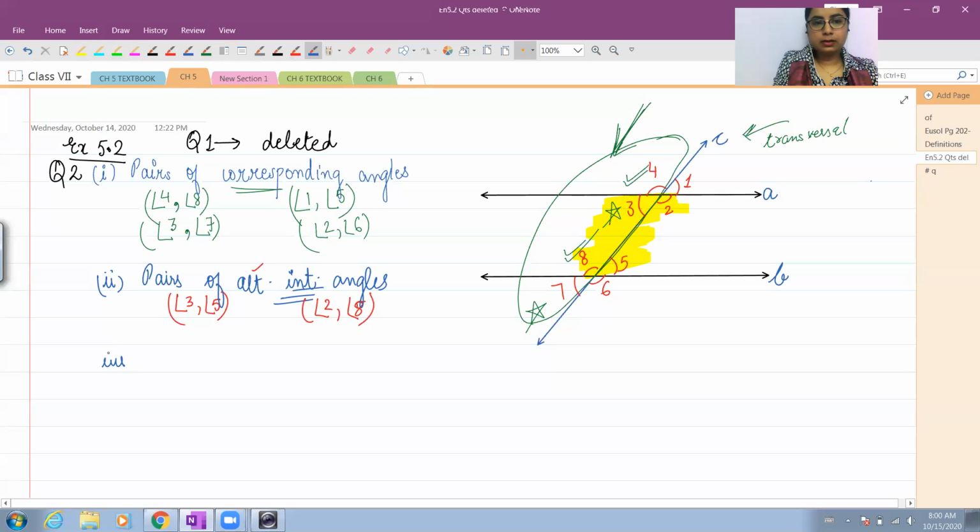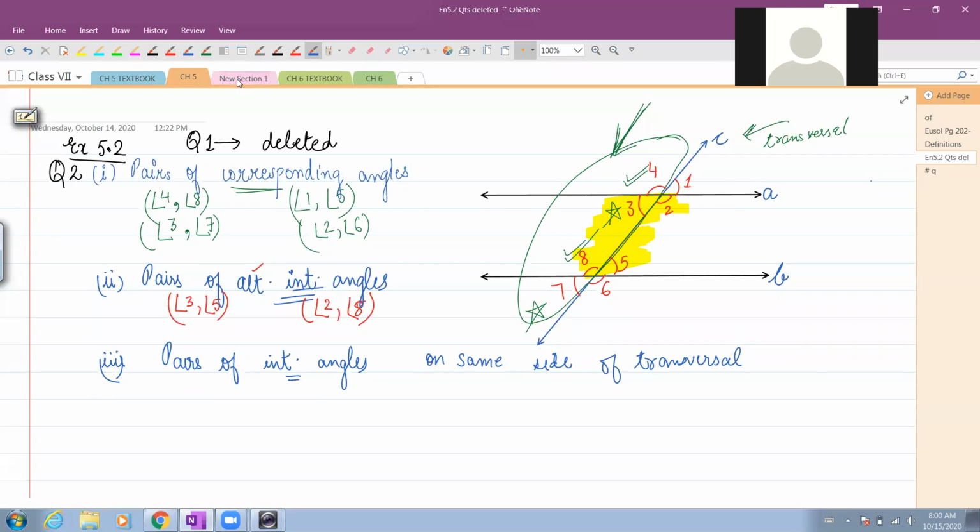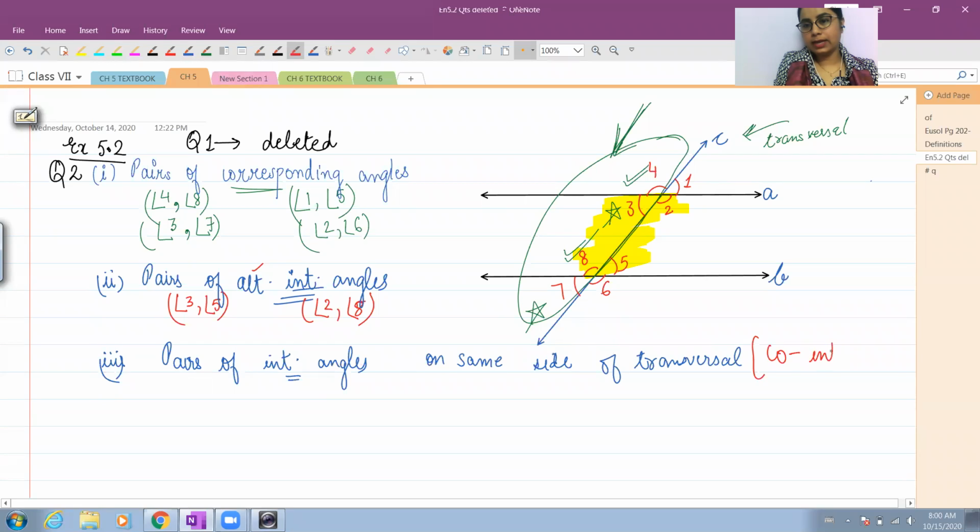Third part. Pairs of interior angles. Again interior angles. Now we want the angles on the same side of the transversal. Ma'am, these are co-interior angles. That's correct. These are also called co-interior angles. Actually, that's a very short name. Rather than writing down this long sentence, we can just write down co-interior angles.